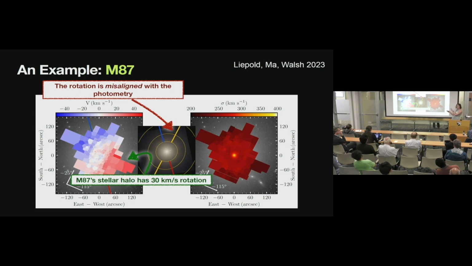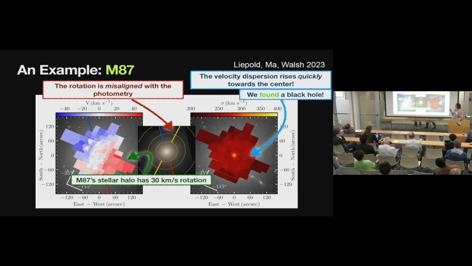But this is consistent with a triaxial intrinsic shape to the galaxy, which is maybe a spoiler for like 10 minutes from now. Okay, and then the last thing here, we can actually also look at just the widths of these velocity distributions, like the velocity dispersion. And what we see is that as we move towards the center of the galaxy, that velocity dispersion gets extremely high, and it gets very high very quickly, which suggests that we just found a black hole.